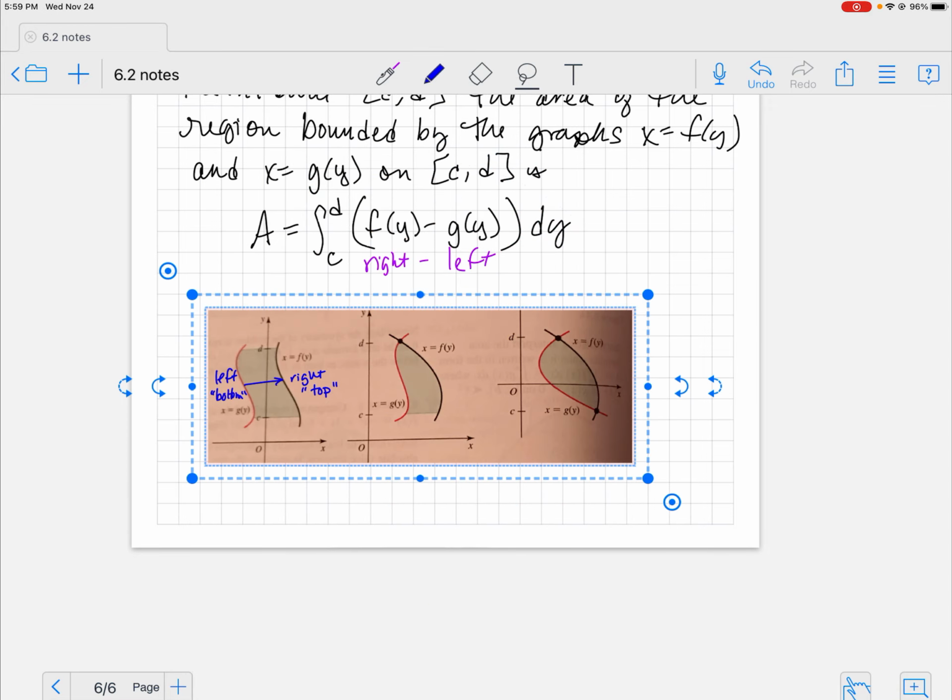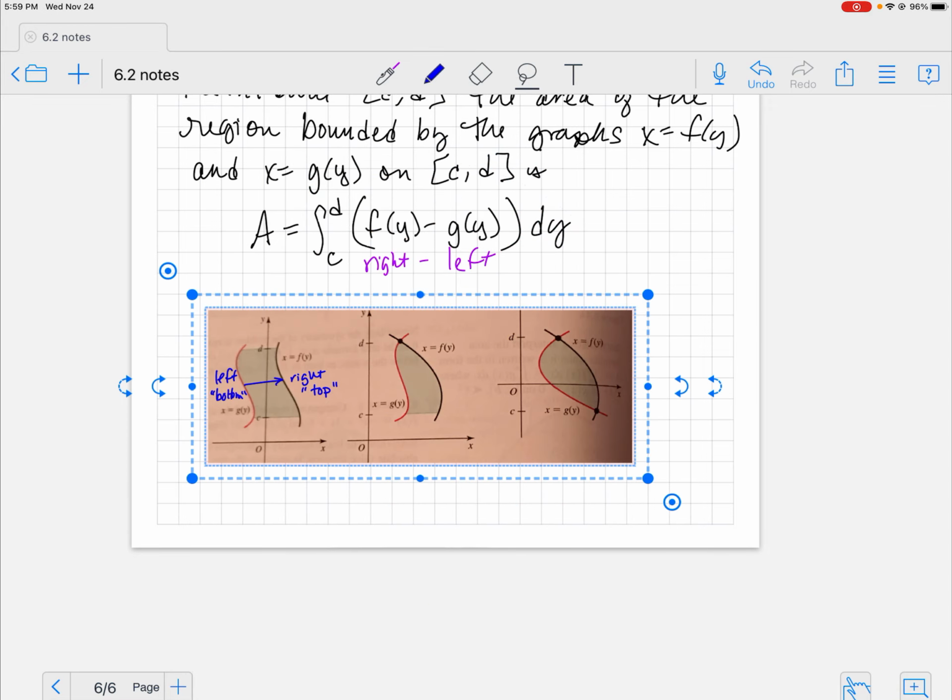Here's the moral of the story. I know I'm using dy here. If y is the variable that is in my functions, that's a good tip off I'm using dy, and y is going to be my axis. If my graphs are side by side, right, it's easier to go top minus bottom this way than to try to figure out what this is.